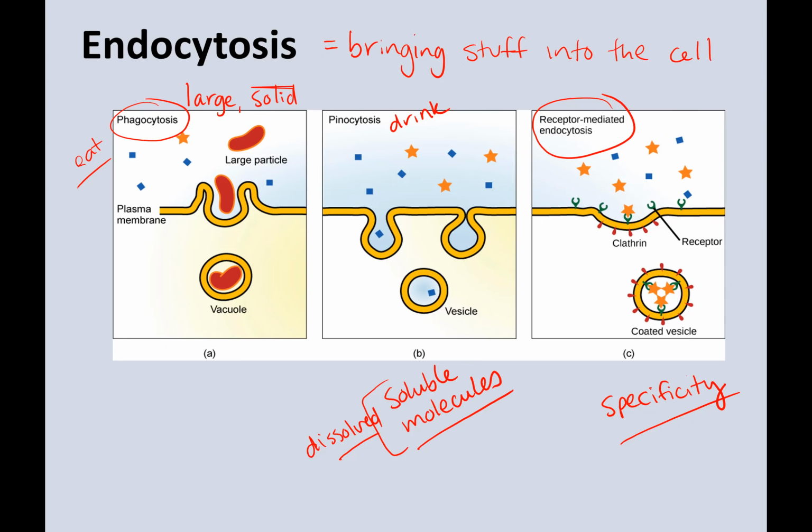What is common about all of these is that it's the plasma membrane that is folding in and pinching off and creating an endocytic vesicle. And even though this says vacuole, we're not getting into such details. We're going to call it vesicles. So endocytic vesicles. Vesicles formed by endocytosis.